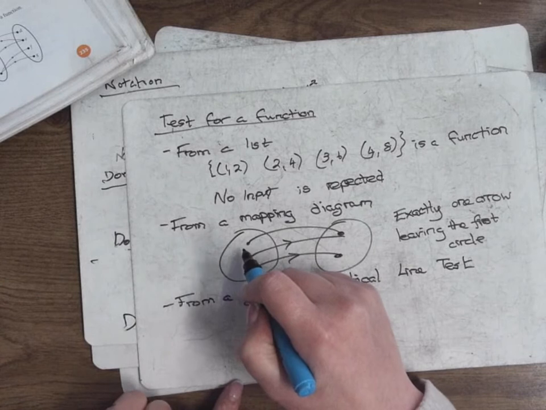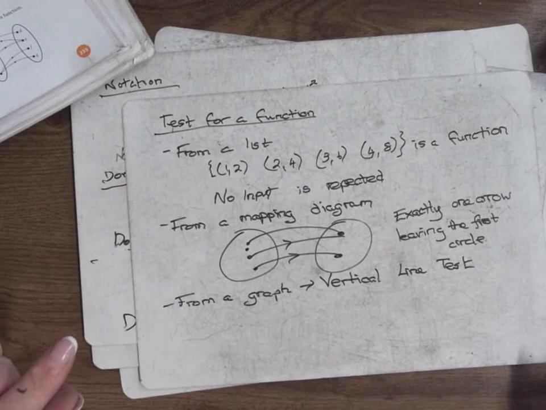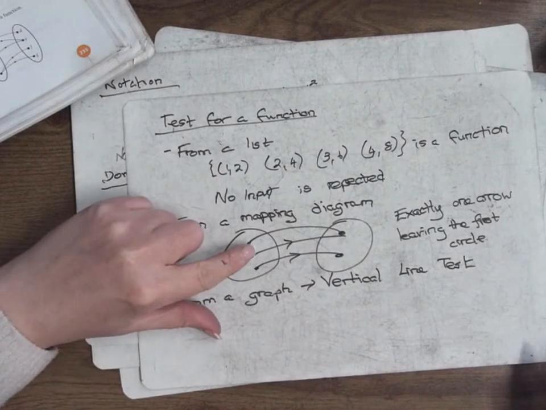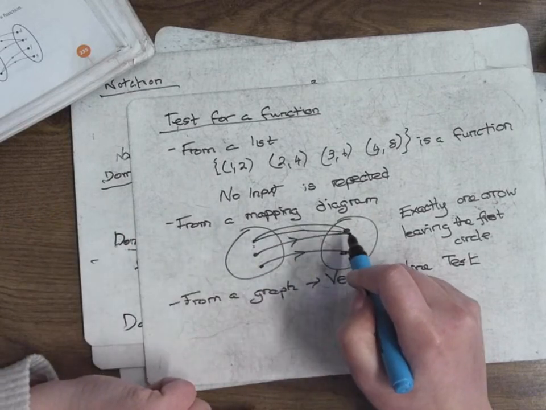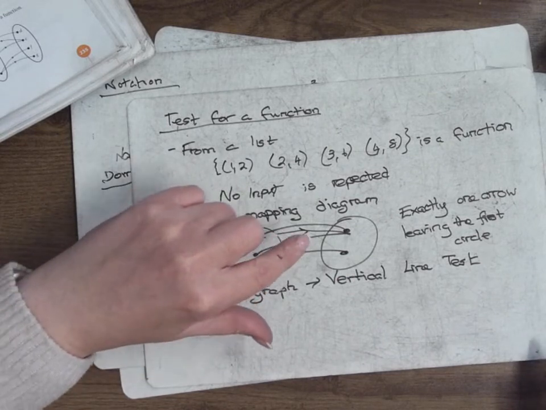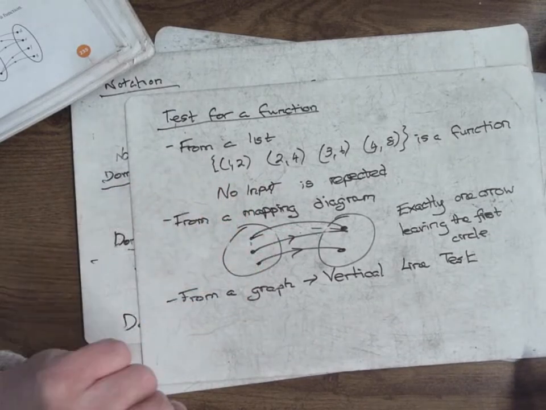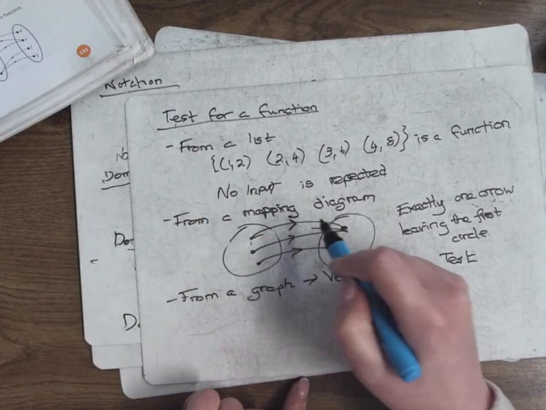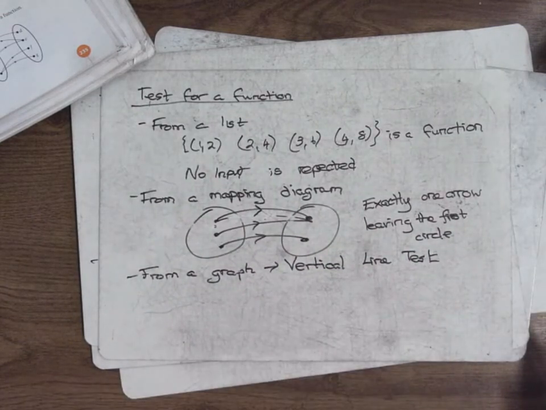So if I put in an extra dot there, that immediately makes it not a function. Is that all right? If I have a second arrow leaving, there are 2 arrows leaving the first dot, that makes it not a function. Is that okay? So again, I'm going to take that out because I want it to be a function. Are we good? Exactly one arrow leaving the first circle. I should say exactly one arrow leaving every point in the first circle, but you get it.